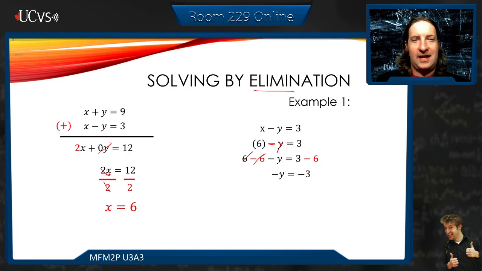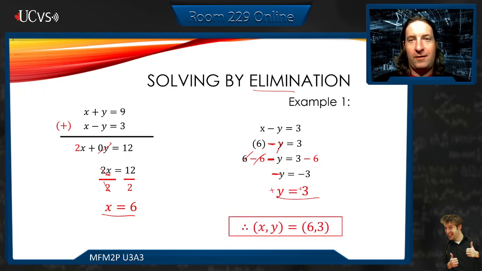Okay, so we have this negative, but the whole point that I'm trying to get at is that we need to keep that there. It's still there. So now this is saying that negative something is negative 3. So the positive y is just going to be positive 3, right? If negative y is negative 3, then positive y is positive 3. And we have our two answers. x equals 6, y is 3, and we just put it together. The final answer here is (x, y) is (6, 3). And that's how we solve a problem by elimination.